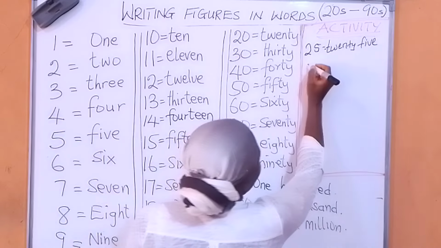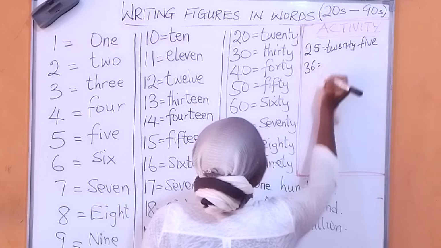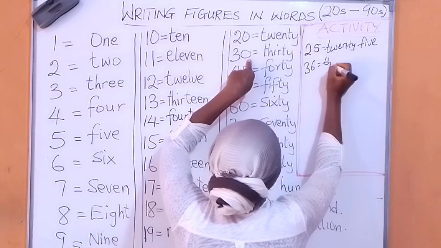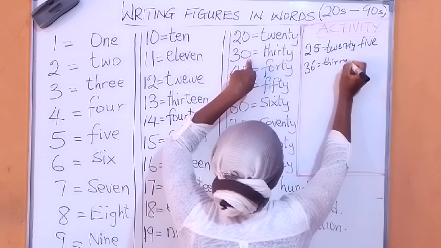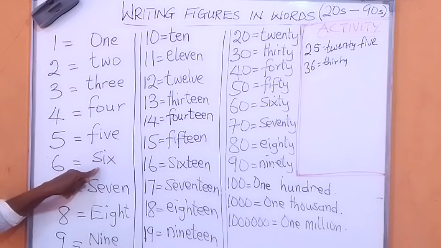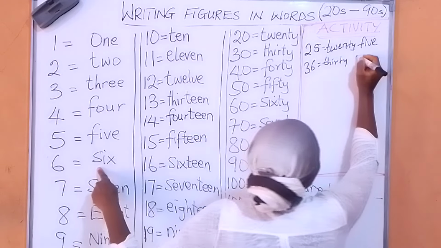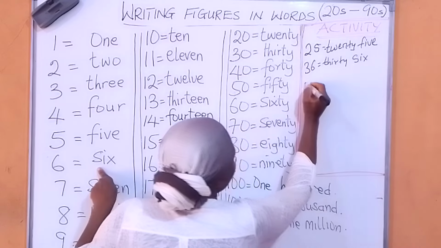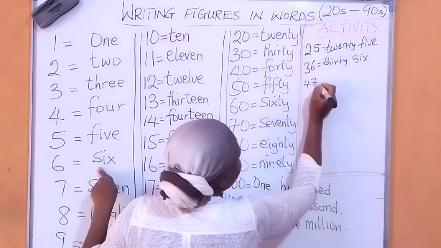25. Okay, let us take another number, 36. Here is 30. T-H-I-R-T-Y. And we have 6 here. 6 is S-I-X. We are going to join that to the 30. It is 36.